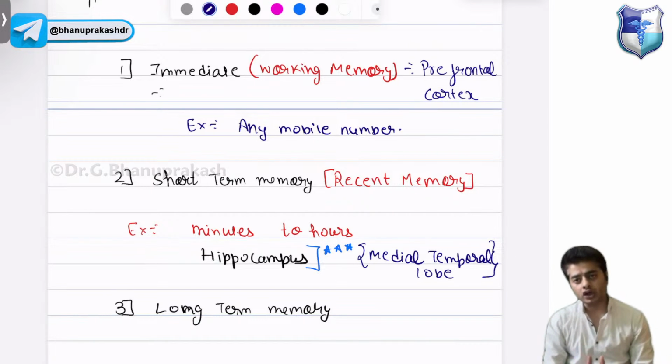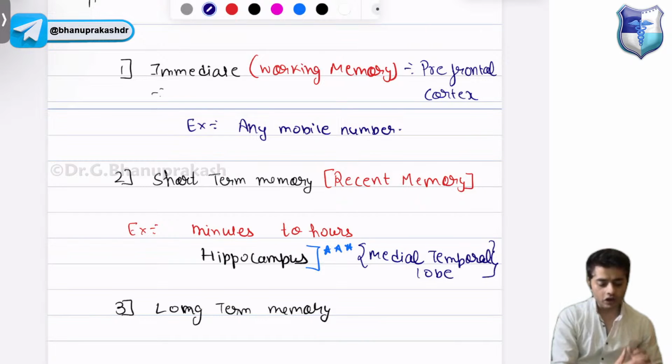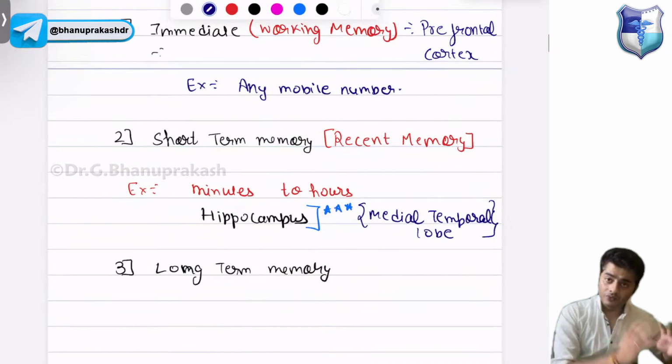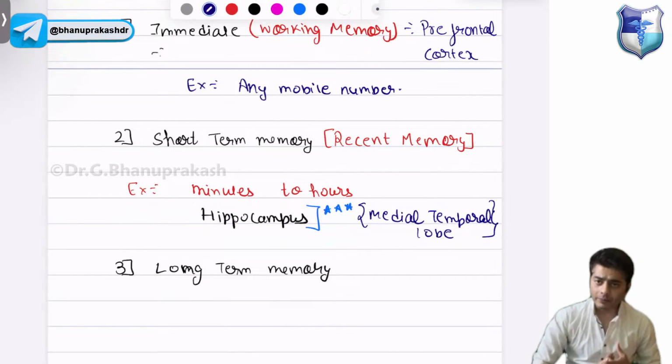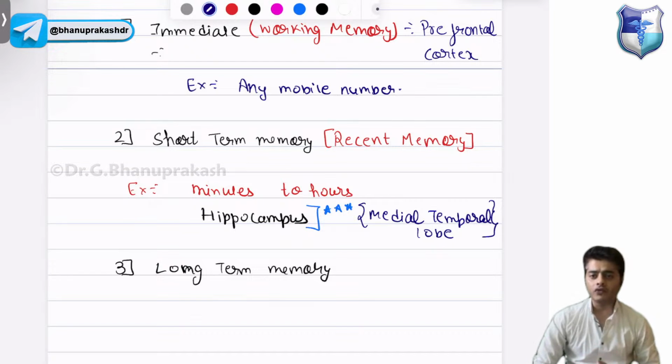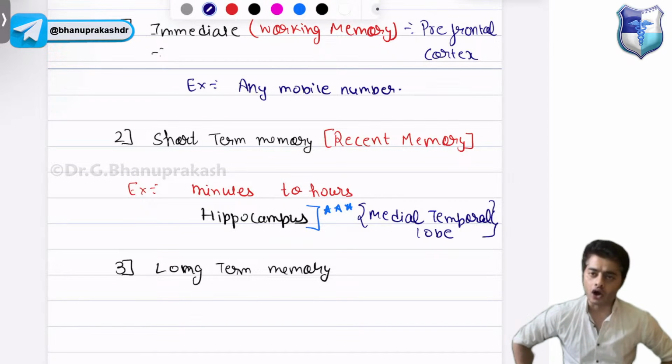Then comes your short-term memory, which is a collection of all your recent memory, done by your hippocampus, which is a part of your medial temporal lobe. That is your short-term memory. Next is your long-term memory.